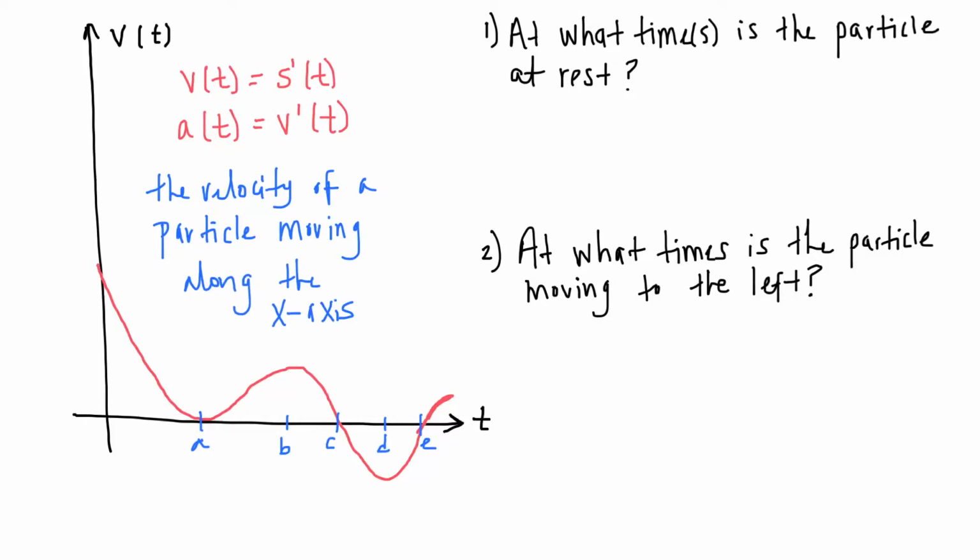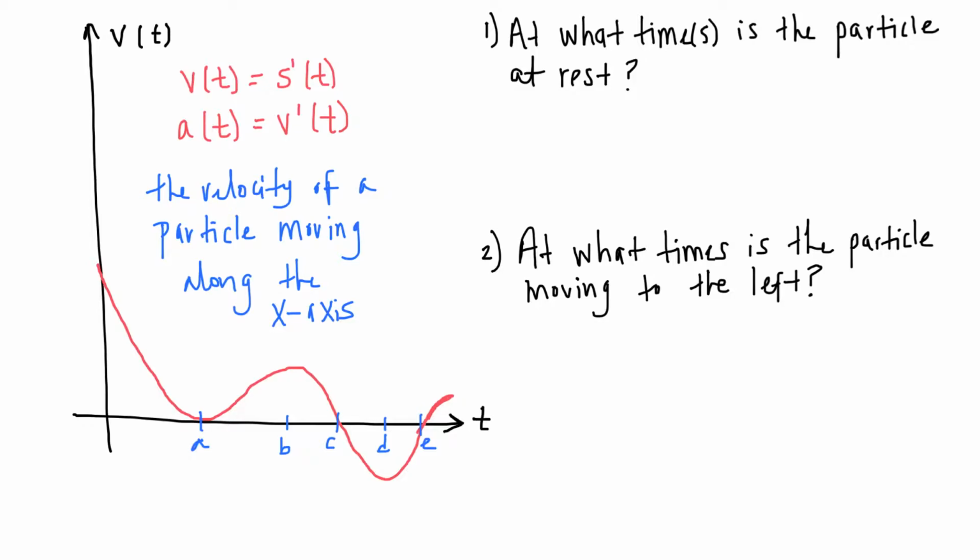Hi, here's part of the review for the test that's coming up Monday. And we have a graph, and this is the graph of velocity. I chose not to use numbers, but just letters for the time, A through E. And this is the velocity of a particle moving along the x-axis. So it can only move to the right or to the left.